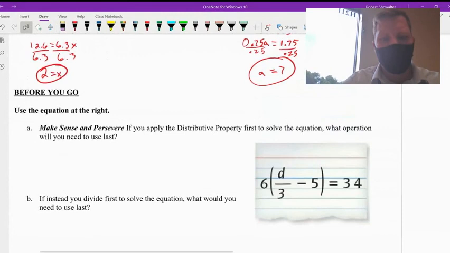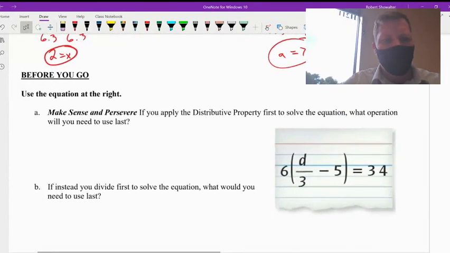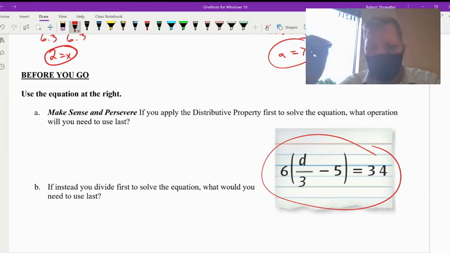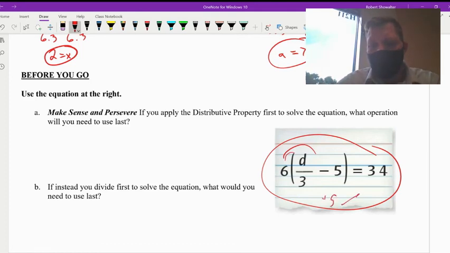One last question here for us today. So using the question at the right, if you applied the distributive property first to solve the equation, what operation will you need to do last? So you got to think through the problem as to what would be last. First would be to distribute. Then you would add whatever this is to both sides. And then you would get rid of whatever is left over here.